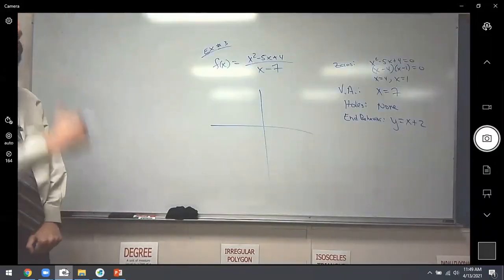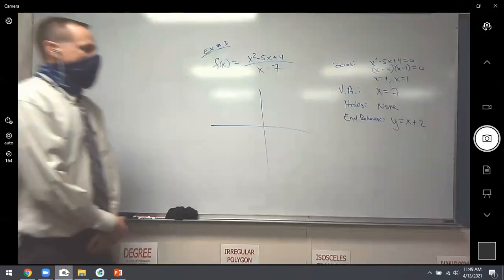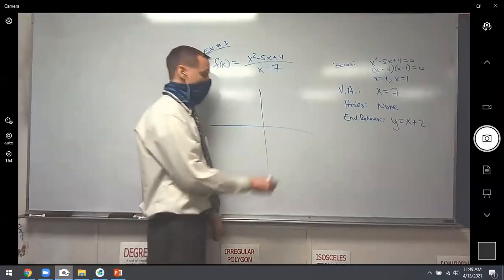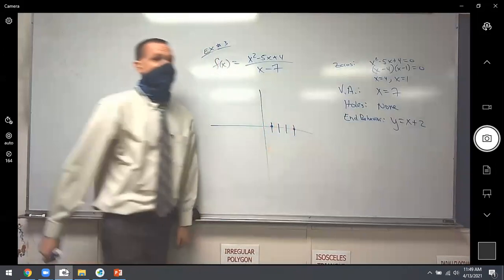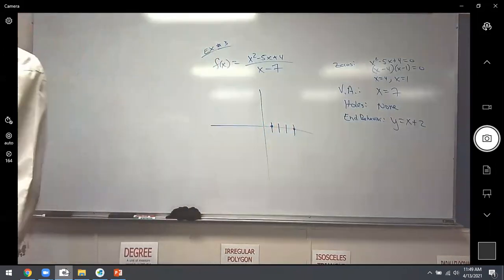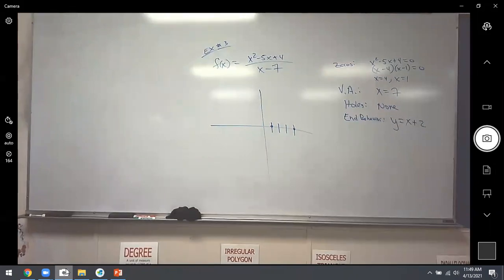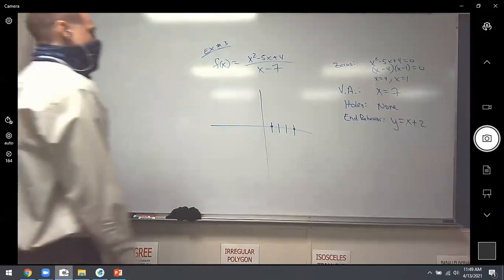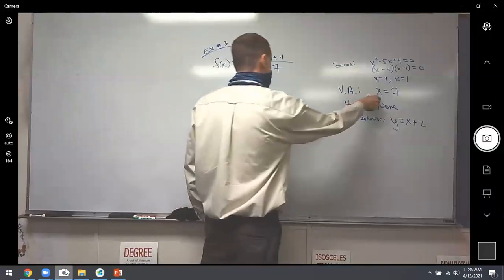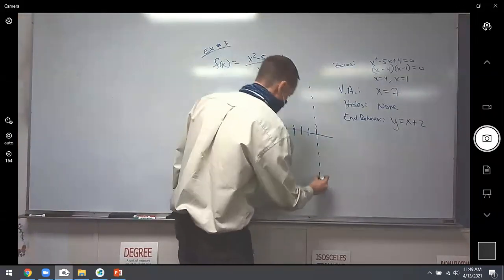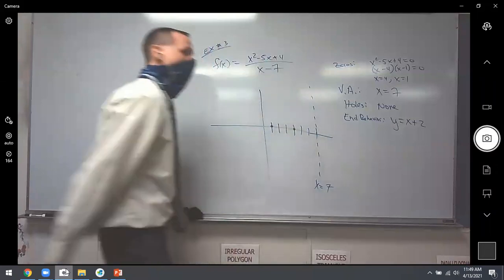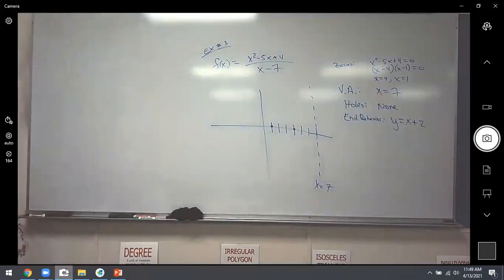So I got my 4 things. Right off the bat, it says the zeros are at 1 and 4. So at 1, 2, 3, 4, it's going to cross the x-axis. That's going to help guide me to draw the rest of the picture. We also know there's a vertical asymptote at 7. So 5, 6, 7. It's going to blow up like it always blows up, because when the bottom only is equal to 0, that's what happens.